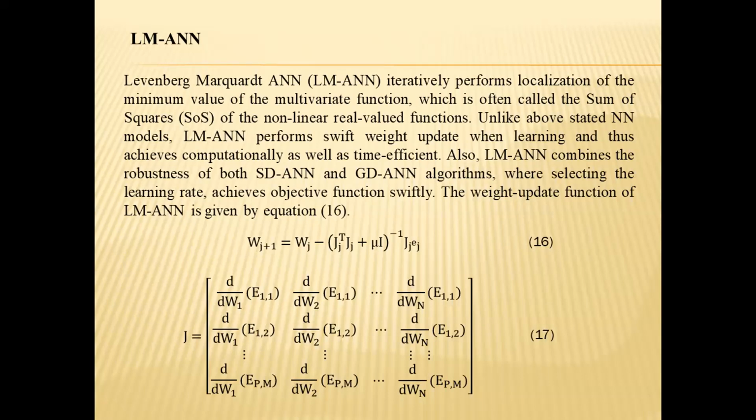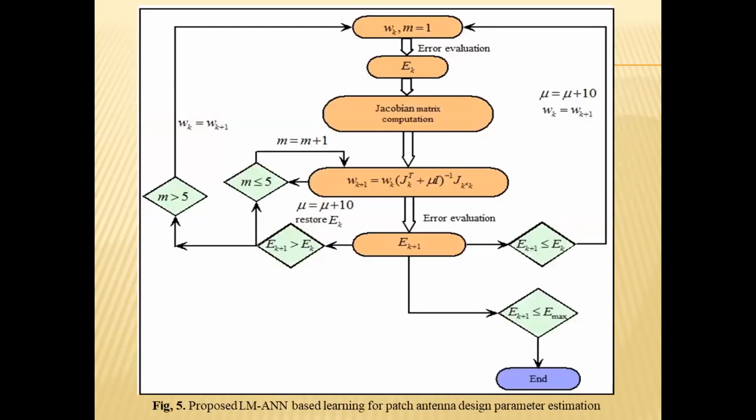As we already know, the LM-NN algorithm has the efficiency of both the Gauss-Newton and the gradient descent. While varying the value of mu, it can operate as both GD-ANN as well as SG-ANN. As shown in figure 5, for each output pattern M, the proposed model estimates the error value EK. After that, it is processed for the Jacobian estimation as given in equation number 17. After that, we apply equation 16 to find the weight value to reduce the error EK plus 1.